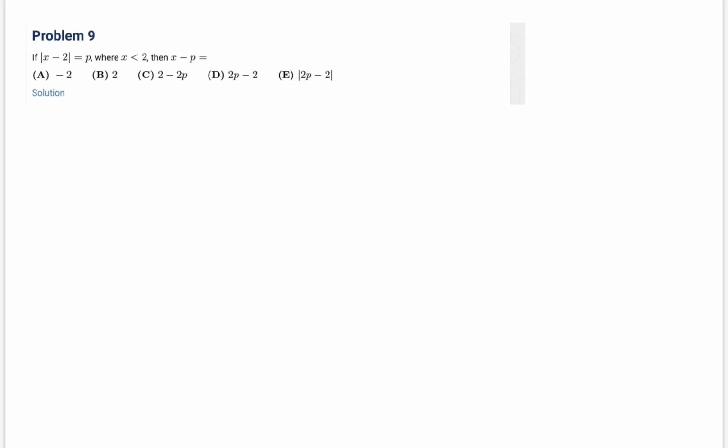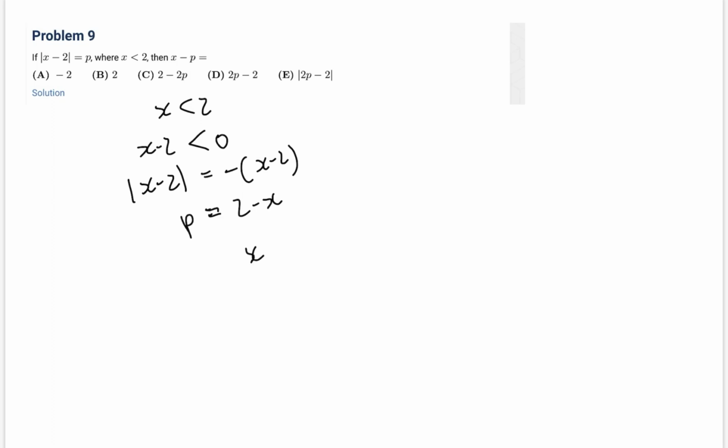Number 9, if the absolute value of x minus 2 equals p, where x is less than 2, then x minus p equals. Okay, so if x is less than 2, then x minus 2 must be less than 0. So the absolute value of x minus 2 must be minus (x minus 2). So this is 2 minus x. And x minus p, yeah, 2 minus x is p, right?